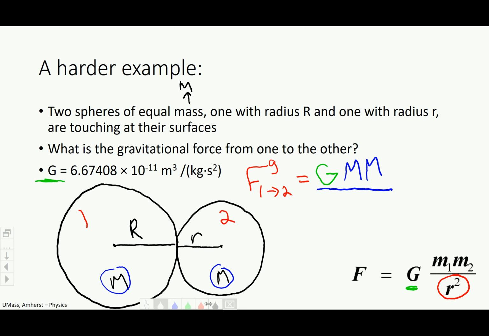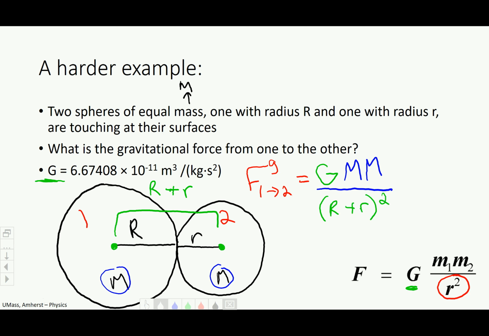What are we really looking for? We are looking for the distance between the center of mass of one object and the center of mass of the other object. So we can quite clearly see that that distance is going to be big R plus little r. So if we write that down, that would come out to be big R plus little r all squared.